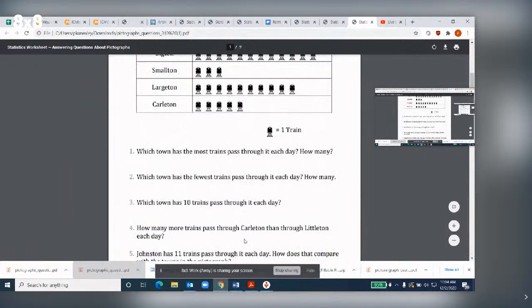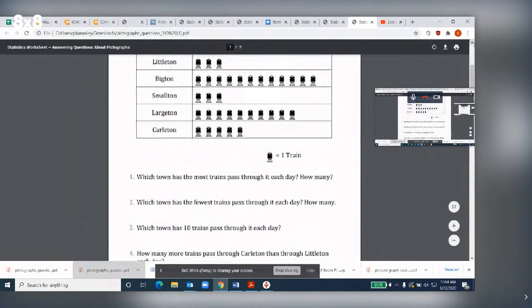How many more trains pass through Carleton than Littleton each day? So this is going to be a straight subtraction. So Carleton has 5. Littleton has 3. So 5 minus 3. Carleton has 2 more trains pass through it each day than Littleton.